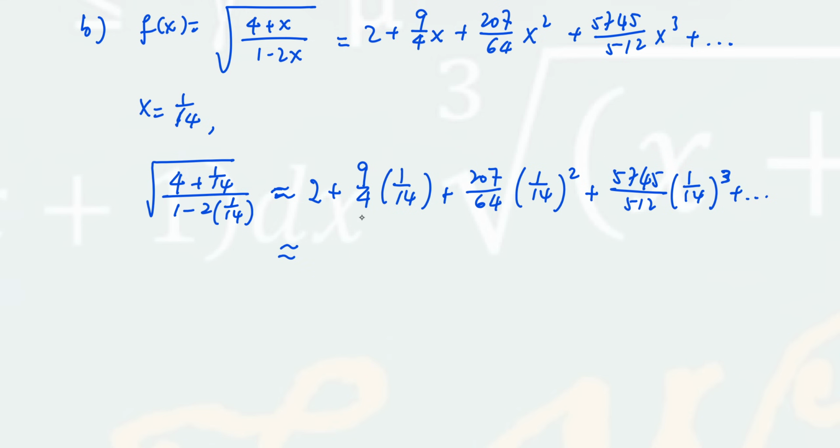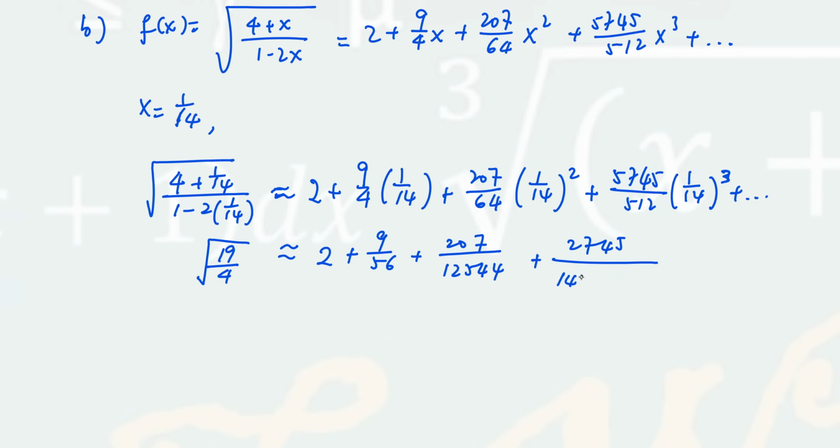Okay, then now when you simplify, the left hand side here, basically that is square root of 19 over 4. Okay, and then for the right side, since we need to get the fraction as the final answer, you have to leave your working in fraction. So when you simplify the terms, you will be getting all these terms.